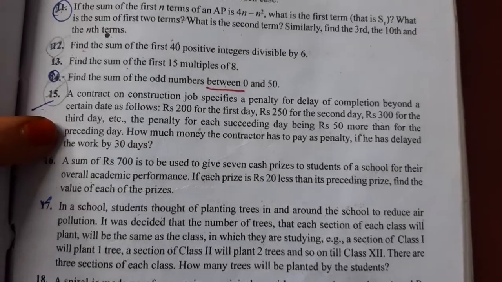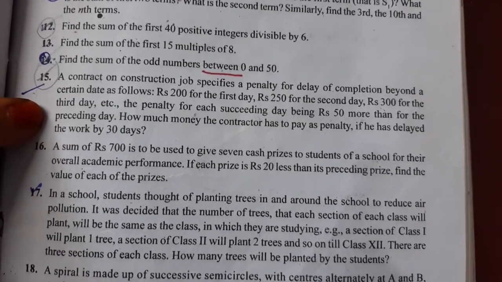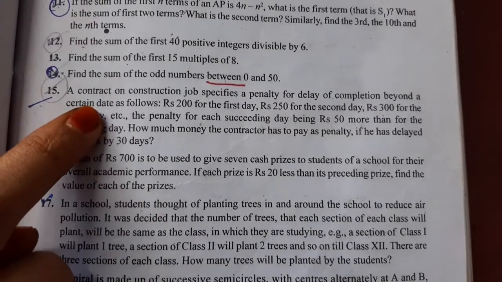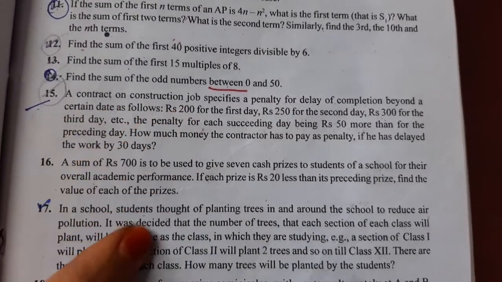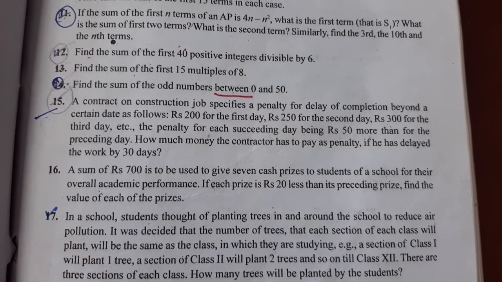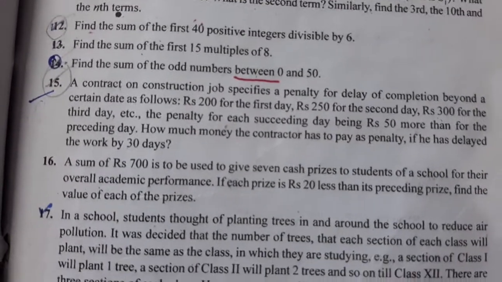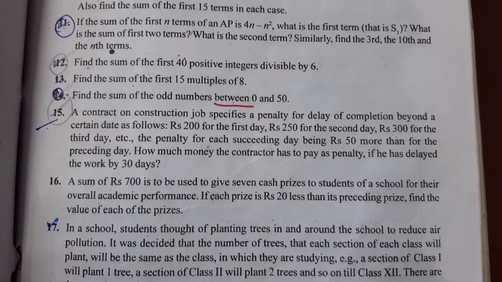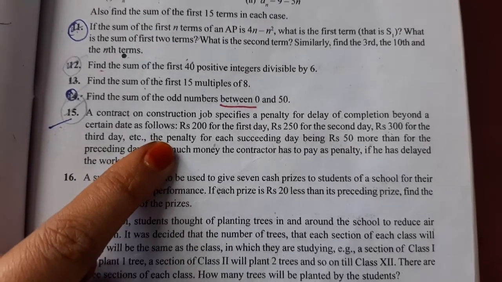See that type of story sum here, question number 15. Turn to your content book, page number 113. What is given in the question? A contract on a construction job specifies a penalty for delay of completion beyond a certain date as follows. The construction must be completed by that date. If they extend the work, a penalty must be paid. That is given as follows.